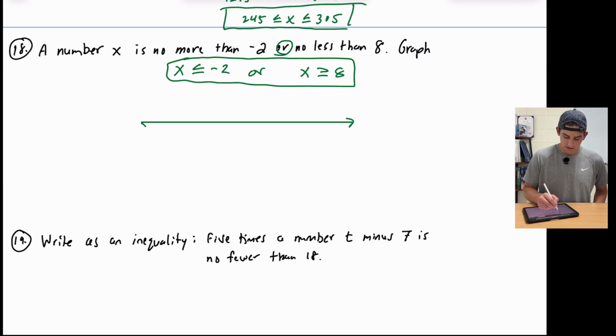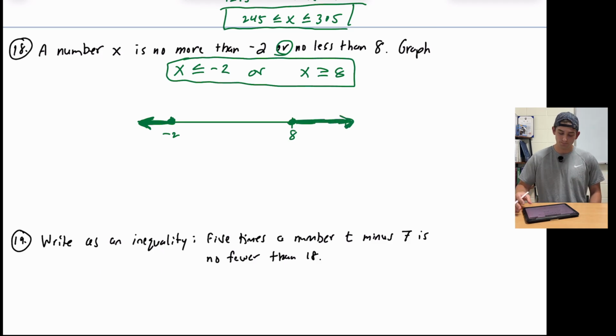Okay, so let's put negative 2 here, let's put 8 over here. It appears both of these would be filled or closed circles because it's or equal to. And we are less than negative 2, which means we go to the left. We are greater than 8, which means we go to the right. And that's what our graph would look like.